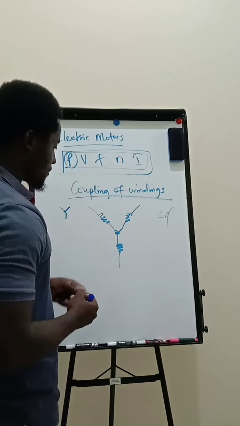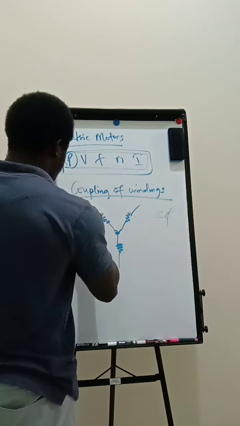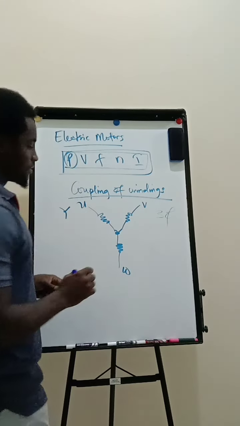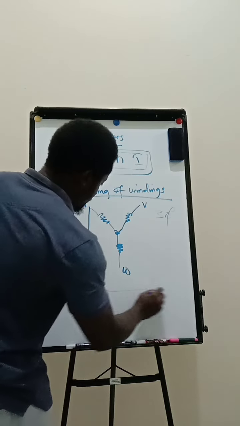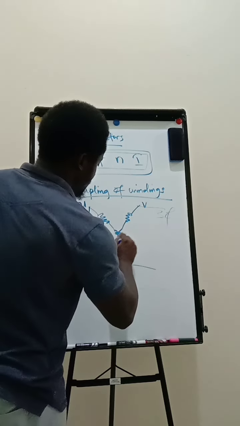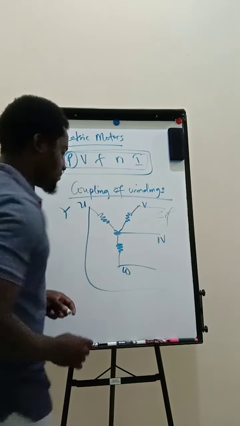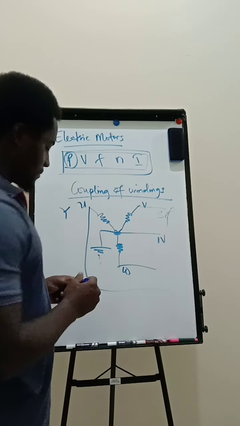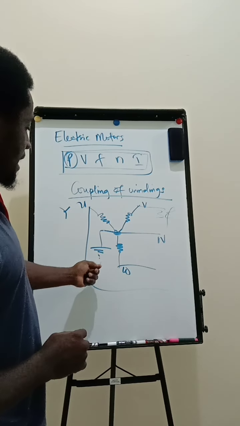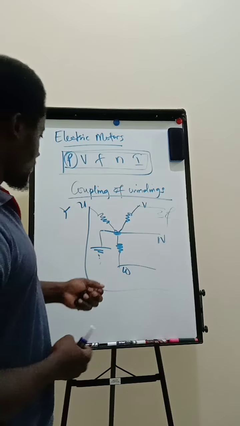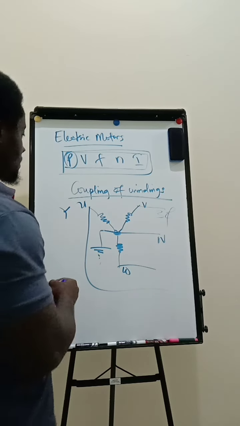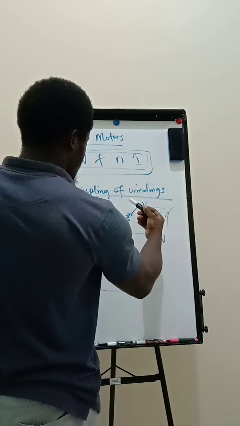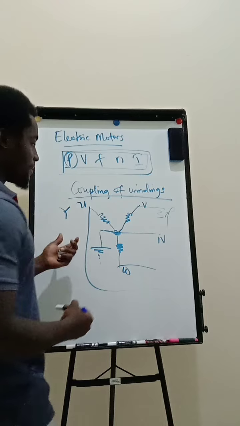In star configuration, we'll have the U winding, V and W winding. So it's going to be as such. All these different phases are going to come as such, and we have a node which stands as the neutral point, which is going to be connected to the frame of the electric motor. So here we have the different phases, the U phase, the V phase, and the W phase. So we have the UVW phases.